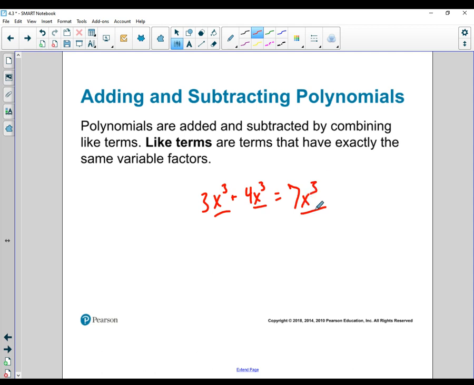Apples being x cubed. But what you can't do, and what I better not see, is if I have 3x cubed and 4x squared, I better not see any x to the fifth, right? There's addition here. Just be careful with what we're doing.